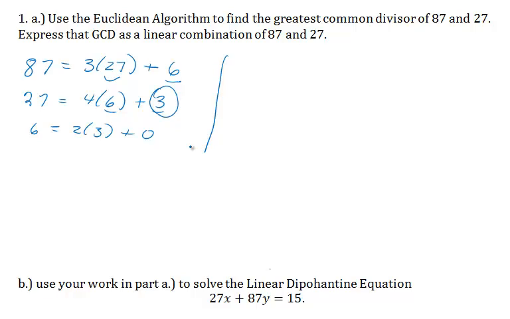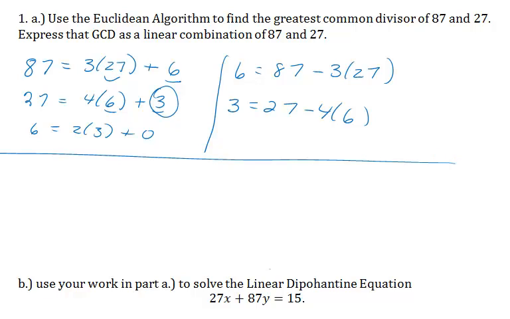Next, we want to express the GCD as a linear combination of the two numbers. The first thing we want to do with each of these equations with non-zero remainders is solve for the remainder. So 3 is equal to 27 minus 4 times 6, and 6 is equal to 87 minus 3 times 27. I'm solving for the remainder and swapping sides, that's all. The last step, we're going to take the last equation here and rewrite it. 3 is equal to 27 minus 4 times 6.